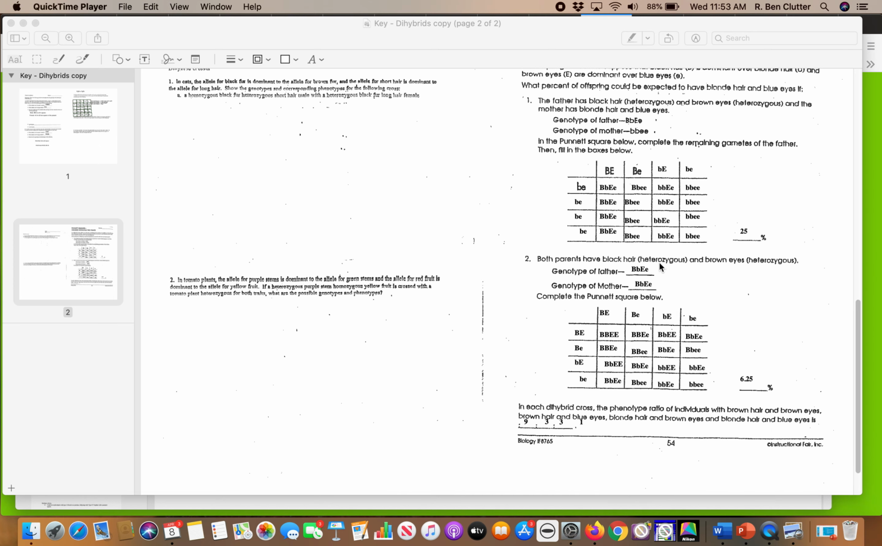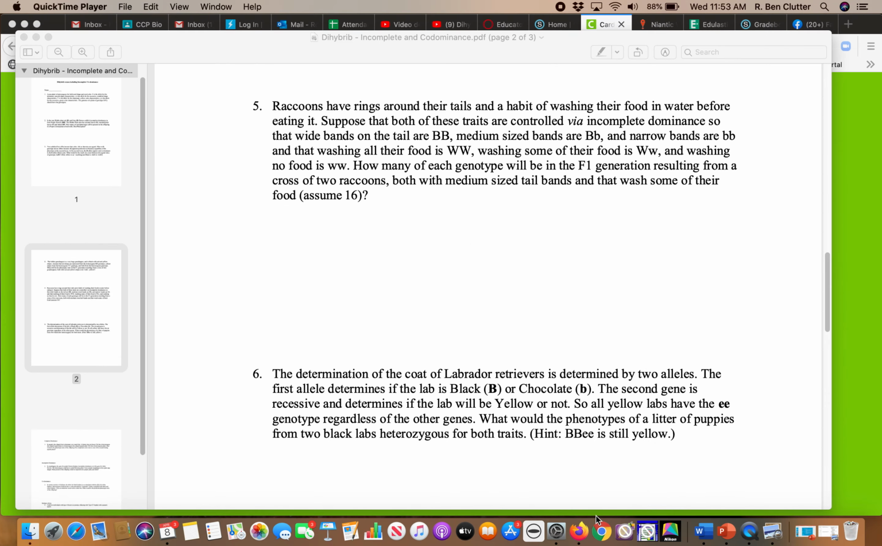Now, both parents have black hair, heterozygous, and brown eyes, heterozygous. So you put that there. This is just like the one up above. It's a 9-3-3-1 ratio. Up here, notice it said black hair. Down here, it says brown hair. It's the same difference. It is a typo in the worksheet. But anyways, it's 1 out of 16 have blonde hair and blue eyes, which is 6.25%. Okay? All right. So anyways, that was yesterday's worksheet. If you have any questions, just let me know.